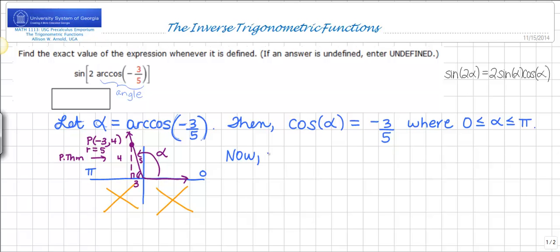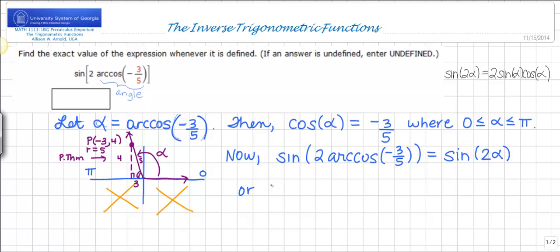You are actually looking for sine of 2 arc cosine of negative 3/5. So with our substitution, that means we're really looking at sine of 2 times the angle alpha, which using our double angle formula is 2 sine of alpha cosine of alpha.